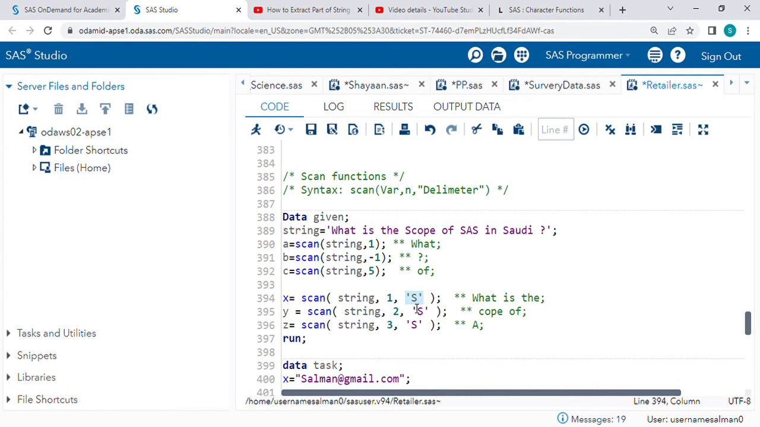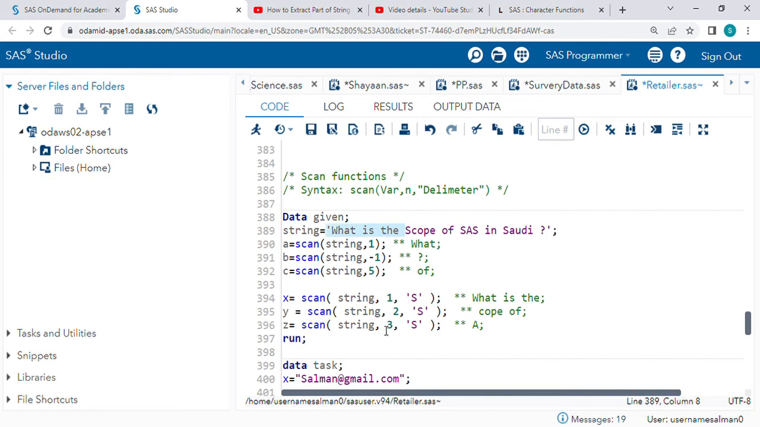whatever is coming from the first position of s. So here the first position of s is in "scope". So before this s, whatever comes will be extracted.